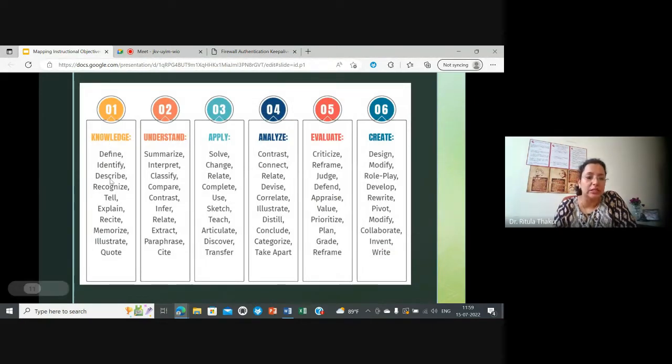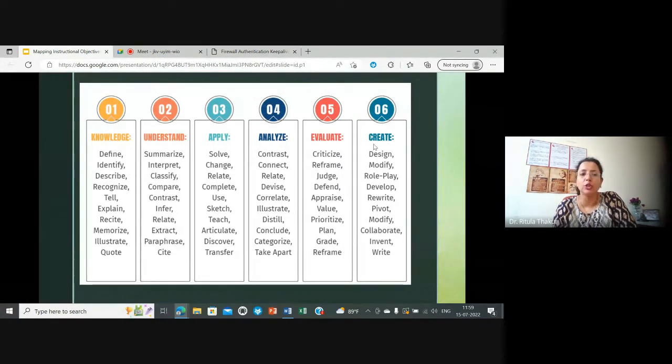These are the various terms which are used in the various levels. For example, in knowledge: define, identify, etc. All these terms you need to use whenever you are writing your learning objectives. And then there are the terms apply, analyze, evaluate, and finally create. So this is according to the level of difficulty, as I told you. Starting from knowledge, we finally arrive at create.